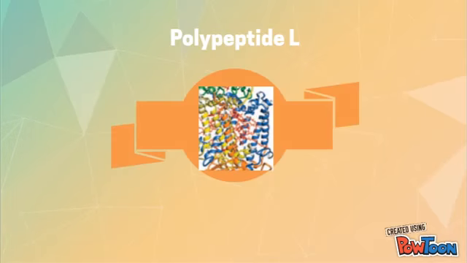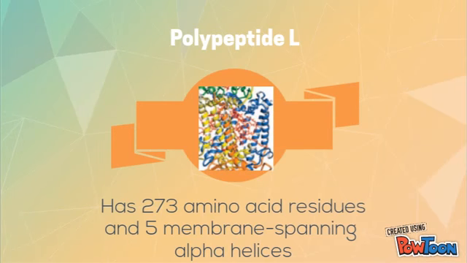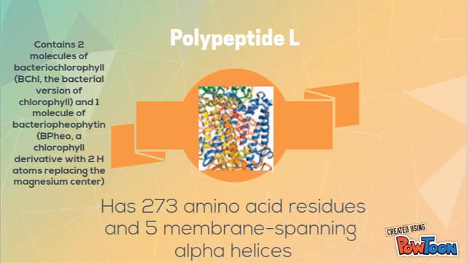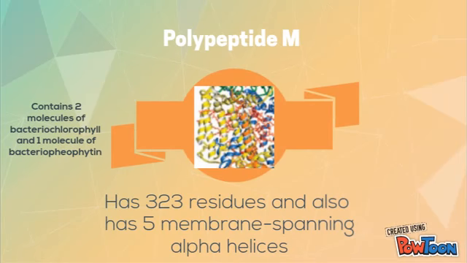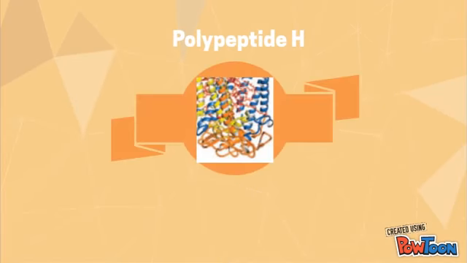The first subunit is L, shown in blue. It has 273 residues, 5 membrane-spanning alpha helices, 2 molecules of chlorophyll, and 1 molecule of pheophytin. Next is subunit M, shown in yellow. It's basically the same as L, but it's a little bit bigger. It has 323 residues.